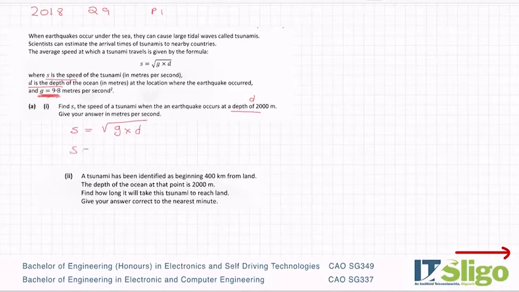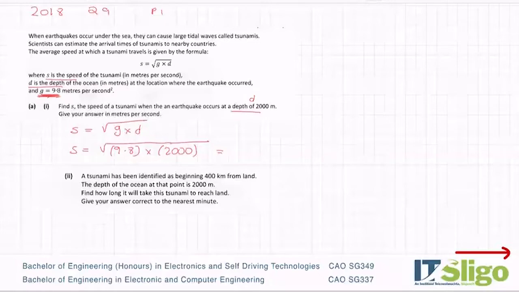So S is equal to the square root, where G is always fixed, and it is 9.8, by D, and my D is 2,000. Okay, so if I put the whole thing into my calculator, square root of 9.8 by 2,000, I am getting 140. And give your answer in meters per second. That's what my S is in, so meters per second. And you can write it out if you want, or shorthand, it's meters per second.